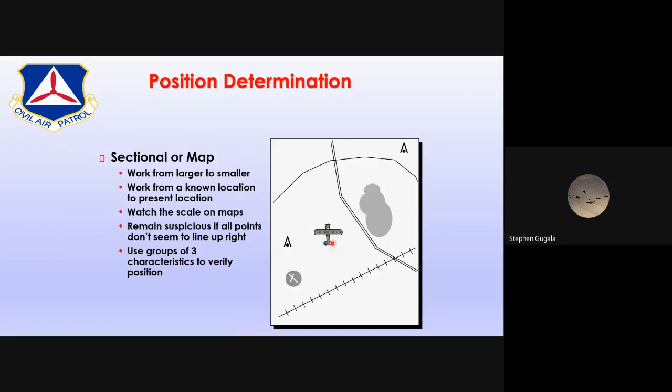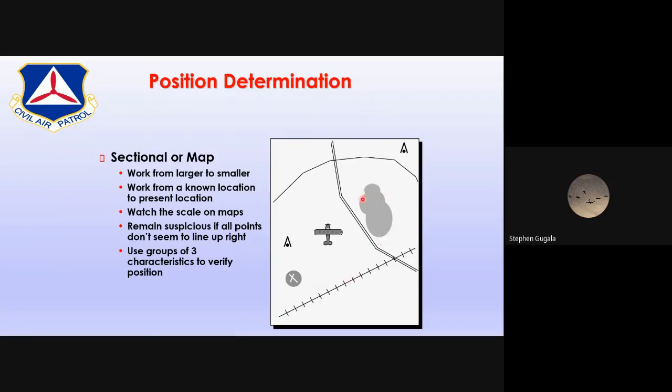So in this case, you've got this airplane here, and you're trying to verify where you think your position is. So you look out the window and you find the biggest thing you can find. And in this case, it happens to be a lake. But let's say there's three or four lakes around here.